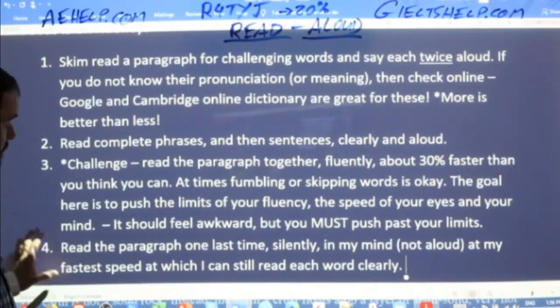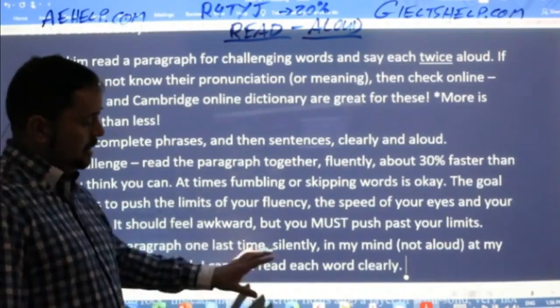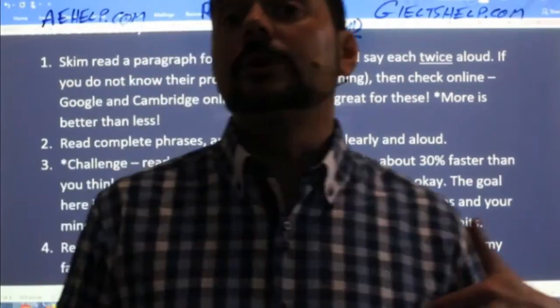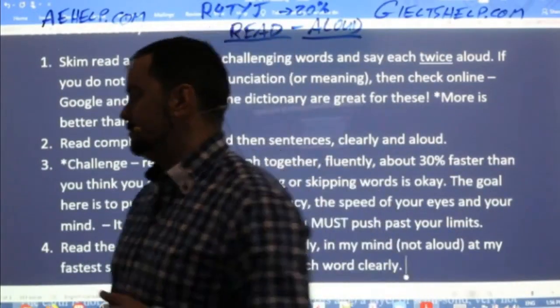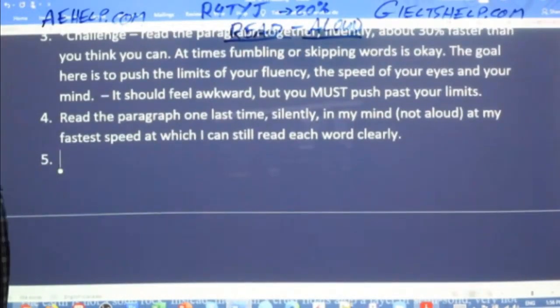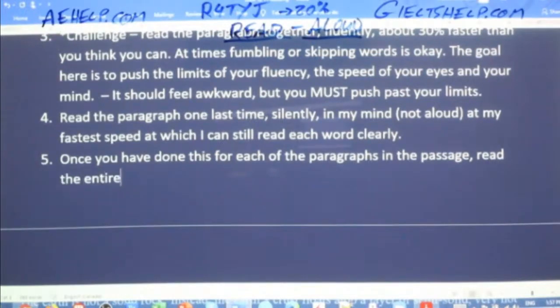And then step number 4 is mentally read or silently read the paragraph again and go through it. Now, to really build your fluency, I'll add one last step. It's kind of an interesting one, but it's well worth it, okay? It's worth doing this step. So once you have done this for each of the paragraphs in the passage, read the entire passage again at your maximum speed. Okay?